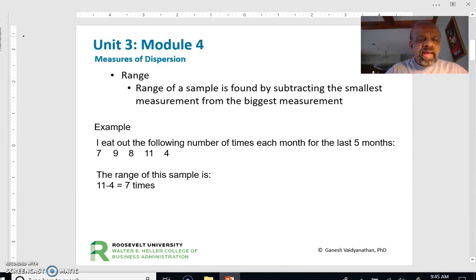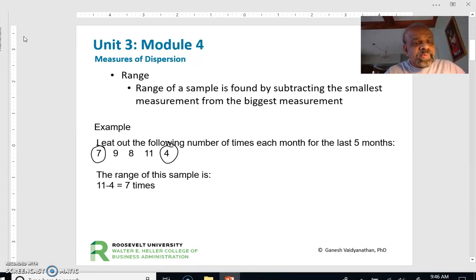Let's say I eat out the following number of times each month for the last five months. Five months back, I ate only 7 times. Last month, I ate 4 times. In between, I was eating a little more. So what is the range of the sample?